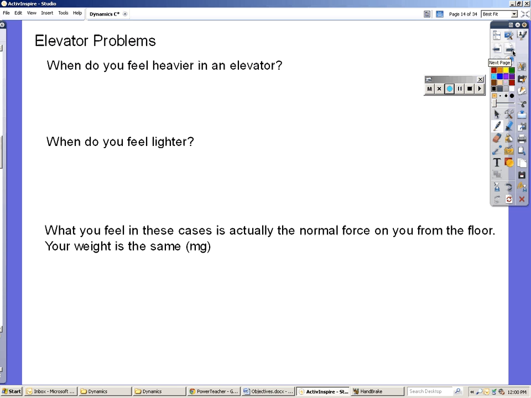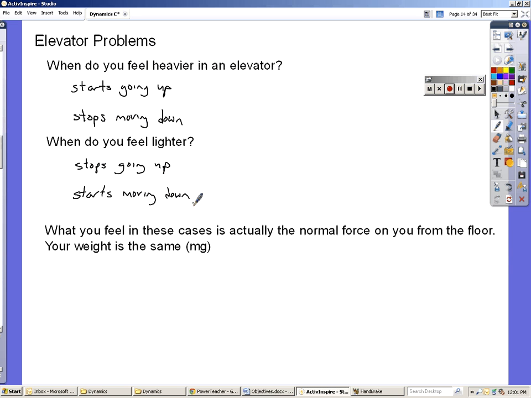Last topic is elevator problems. You've noticed that sometimes you feel heavier in an elevator than you do just standing there. And that is when it begins to start going upward, and when, if you're moving downward, when it stops moving down. And then you feel lighter when it stops moving upward, and also when it starts moving down.